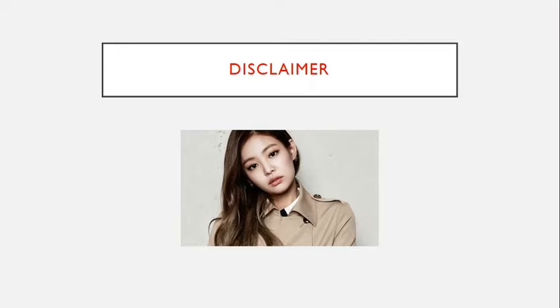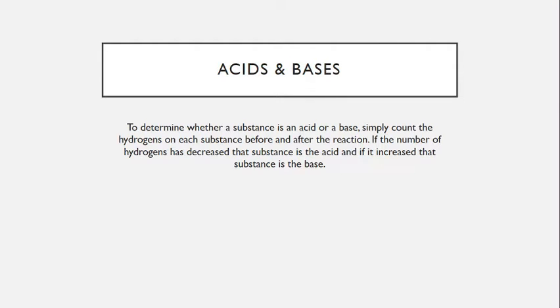For our first concept, we shall discuss acids and bases. Acids and bases are one of the most common concepts that you must be aware of, as the whole idea of buffers relies on those two terms and how they relate to each other's work. To determine whether a substance is an acid or a base, simply count the hydrogens on each substance before and after the reaction. If the number of hydrogens has decreased, that substance is the acid, and if it has increased, the substance is the base.